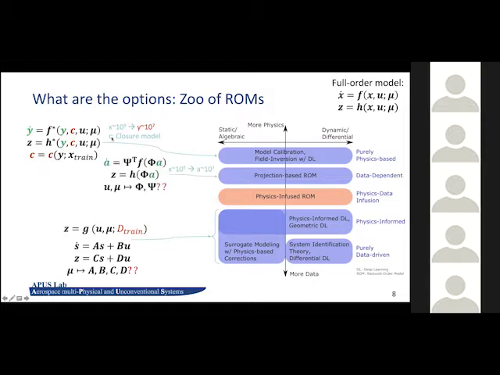Now, if we move a little further towards the middle of the spectrum, one thing that we encounter is the so-called projection-based ROM, where we express the flow field in terms of several, or maybe tens or hundreds of modes, and then we just capture the evolution of these modal coordinates.